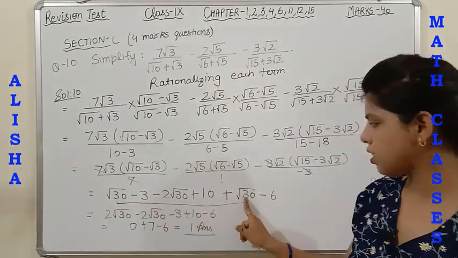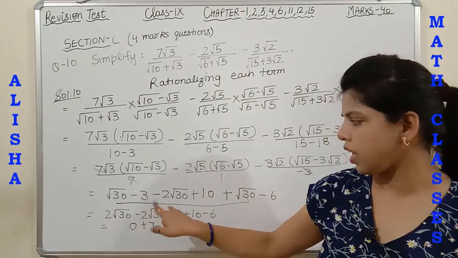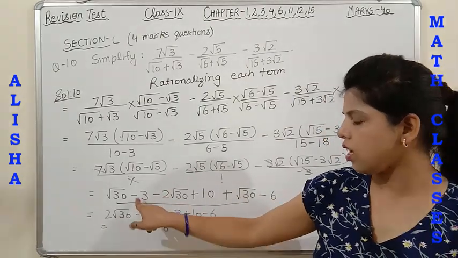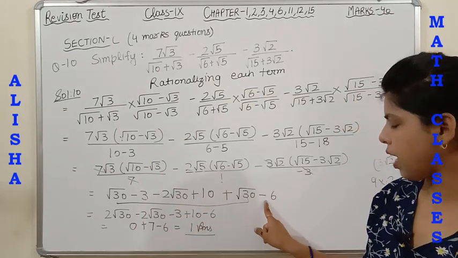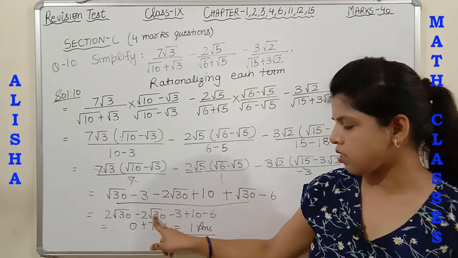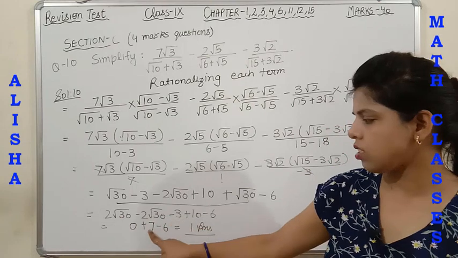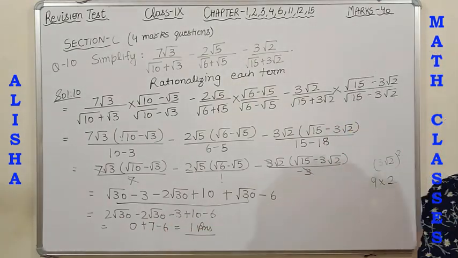Now root 30 plus root 30 becomes 2 root 30 and here I'm having minus 2 root 30, and minus 3 plus 10 minus 6. So 2 root 30 will be cancelled by 2 root 30. 10 minus 3 is 7, 7 minus 6 is 1. So 1 is the answer. Please note down.